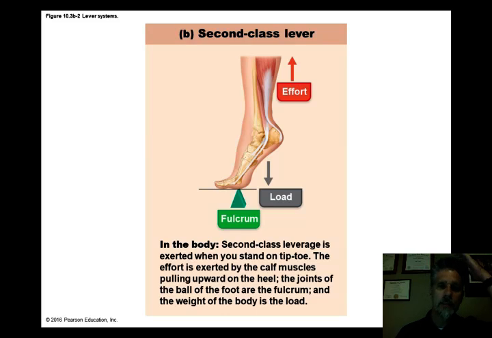And this is an example, like when we think about the movement, the plantar flexion of the ankle. So again, we see our fulcrum on one end, we see the load in the middle, and we see our effort on the opposite end.